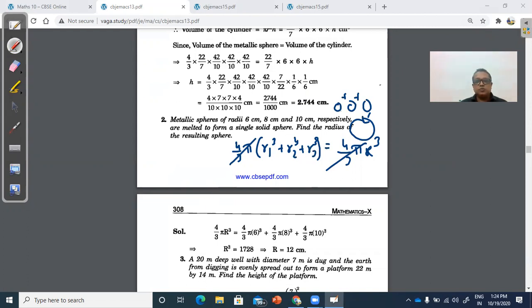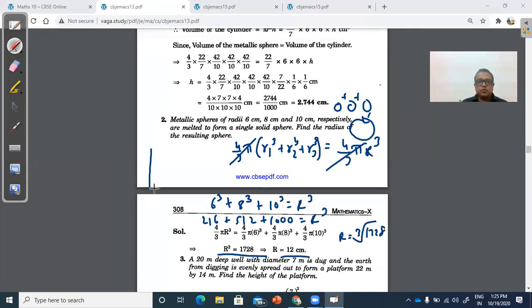So what is r1 cube? 6 cube, plus r2 cube, that is 8 cube, plus 10 cube is equal to r cube, because the 4 by 3 pi is getting cancelled. So this is going to be 216 plus 512 plus 1000 is equal to r cube. When I add these three, I'll get 1728. So the radius will be the cube root of 1728, which is going to be 12.